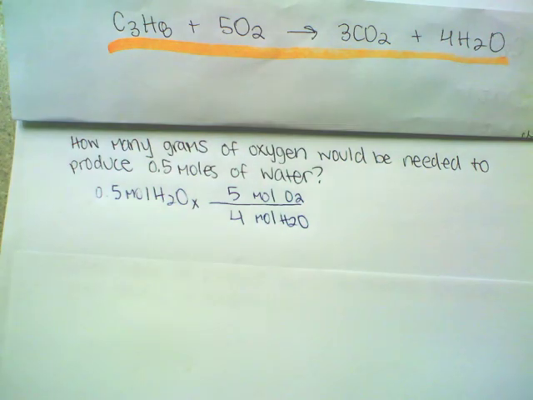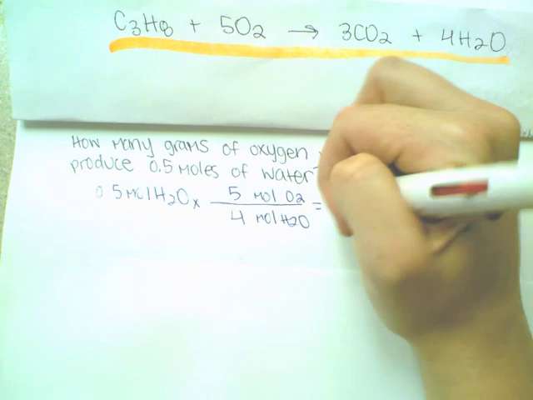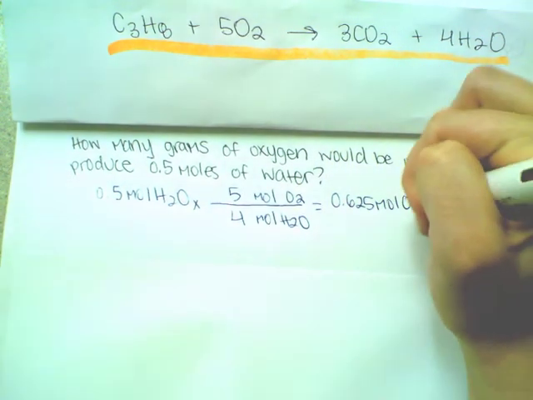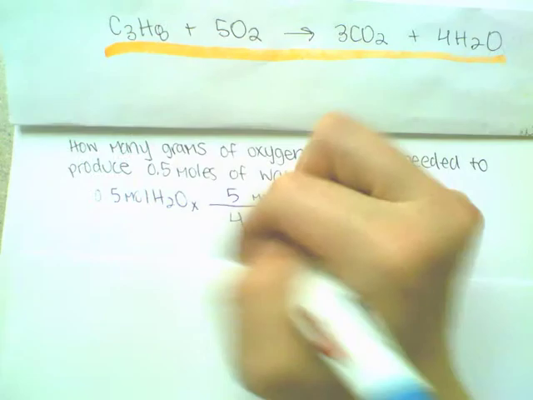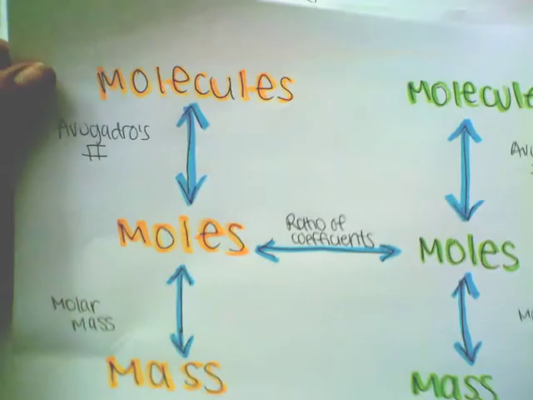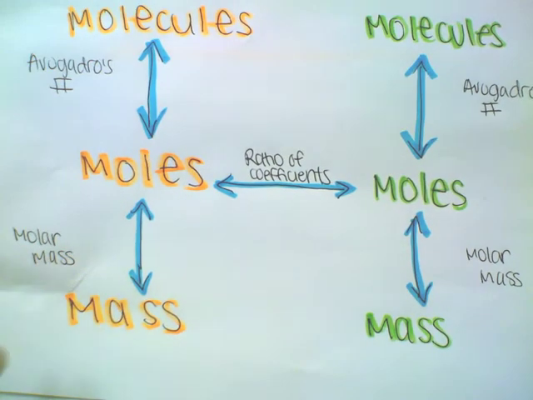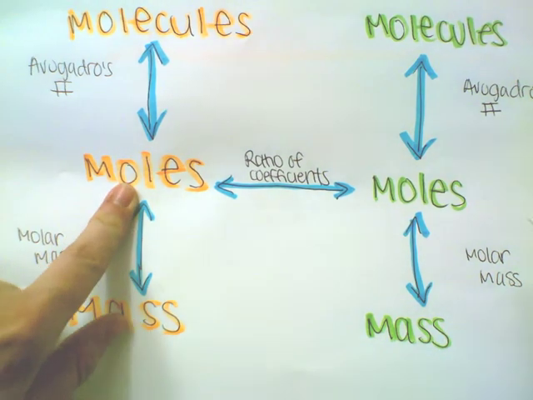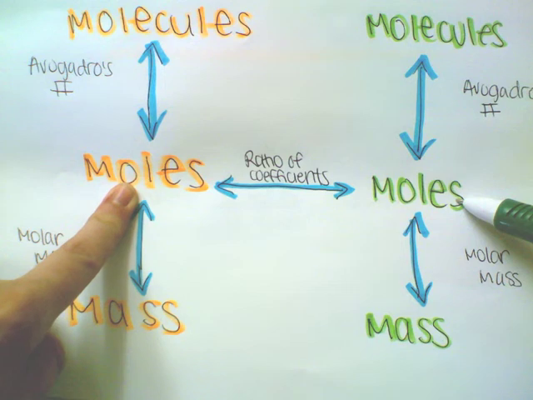Okay, so multiply the numbers on the top, divide by the numbers on the bottom. Your answer is 0.625 moles oxygen. Apologize, I should have crossed these out. Lots of moles of oxygen. So if we go back to this, we went from moles of one substance to moles of another using the ratio of coefficients.